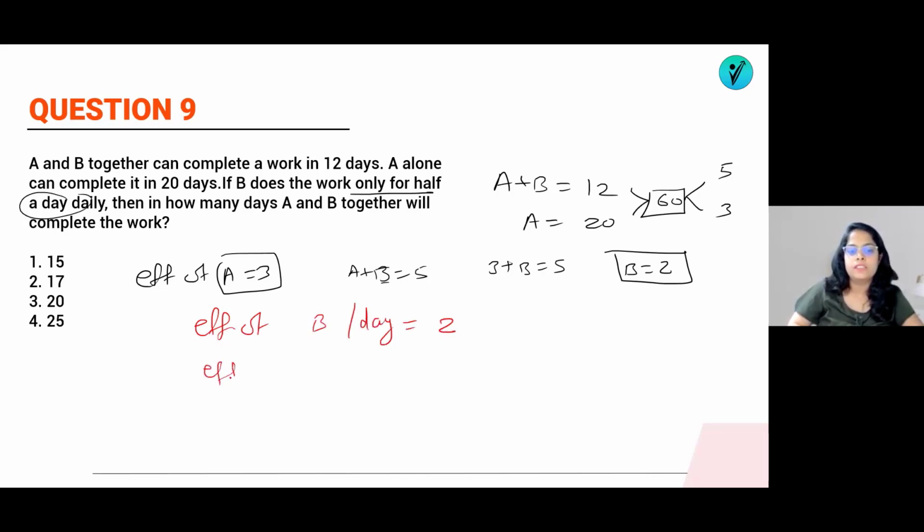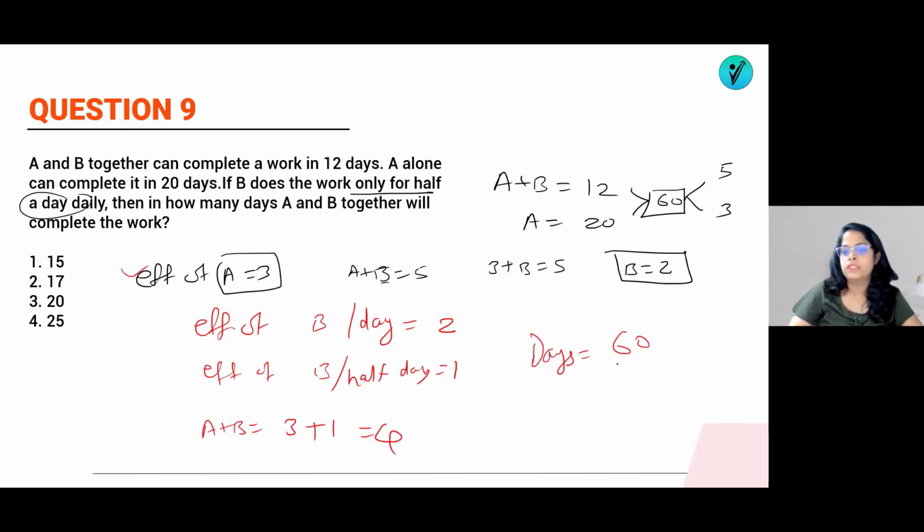So the efficiency of B for half a day will be how much? Per half day it will be 1. So now the efficiency of A plus B will be 3 plus 1. The efficiency of A is 3 and for B we will take only 1, so this is 4. So the required time will be how much? Required days will be the total work 60 divided by the efficiency 4. That means 15 days.